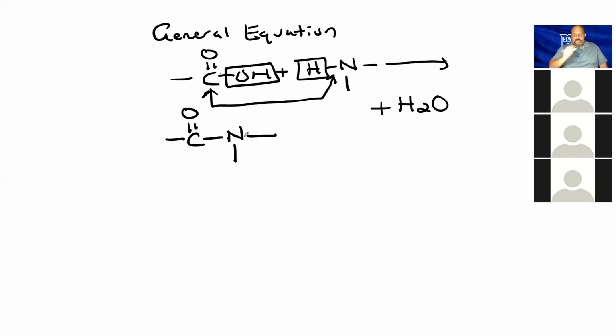So that's the general equation. Go to the carboxylic acid, take off the OH. Go to the ammonia or the amine, take a hydrogen off the nitrogen, and link them together by bonding the C double bond O carbon of the carboxylic acid to the nitrogen of the ammonia or the amine. All right, let's look at some examples.